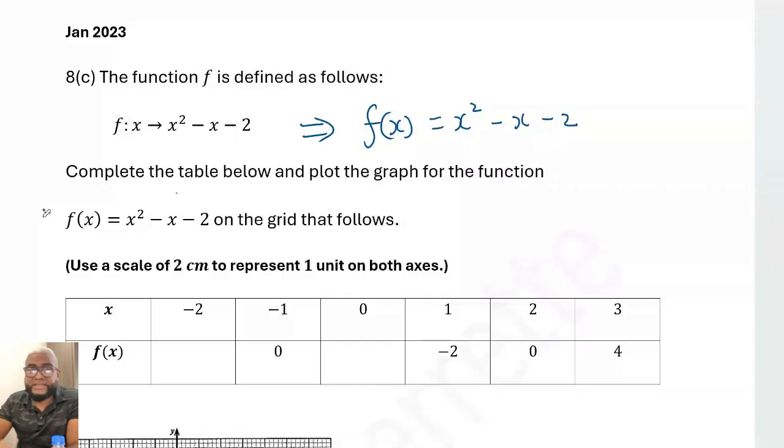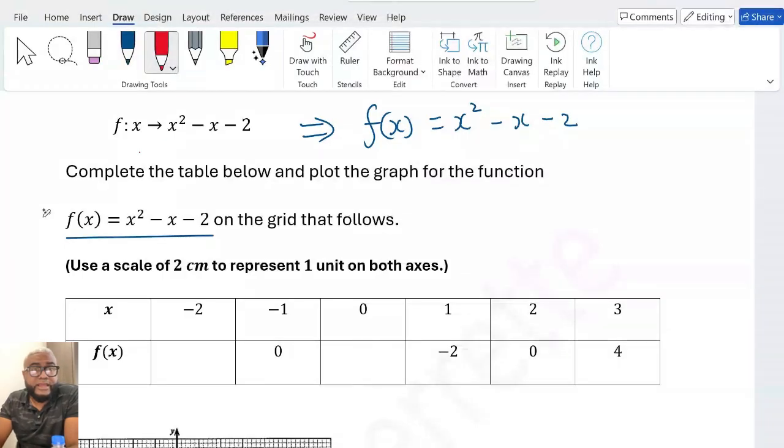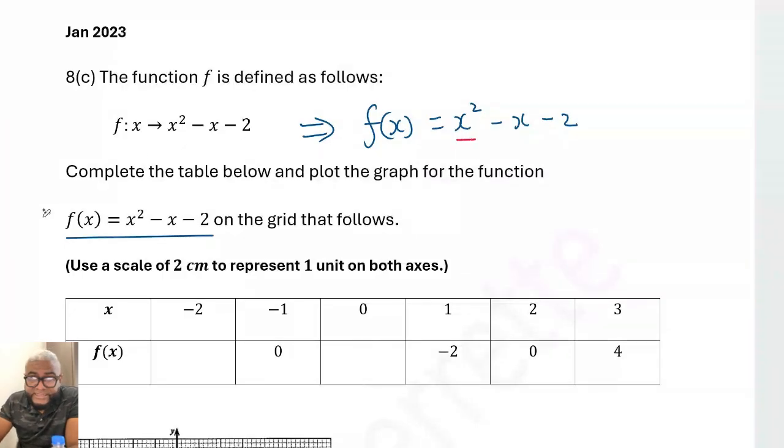right? CXC wrote it for you underneath here. You see? So complete the table below and plot the graph for the function f of x is equal to x squared minus x minus 2 on the grid that follows, right? Now, question. Is this a quadratic? Is this expression I just wrote out here a quadratic?